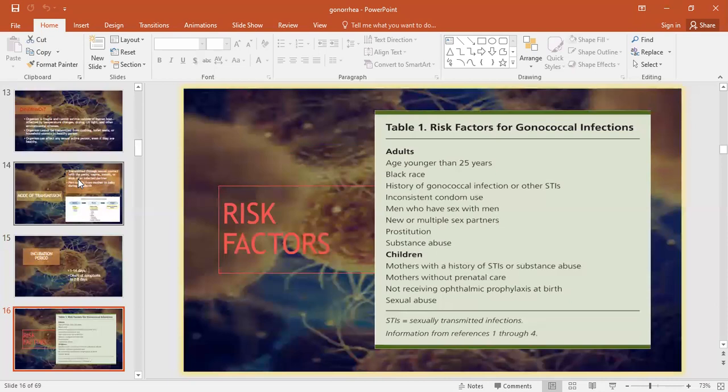Risk factors for gonococcal infections. In adults: younger age than 25 years, black race, history of gonococcal infections or other STIs, inconsistent condom use, homosexual men, new or multiple sex partners, prostitution, and drug abuse. In children: mothers with a history of STI or drug abuse, mothers without prenatal care, not receiving ophthalmic prophylaxis at birth, and sexual abuse.